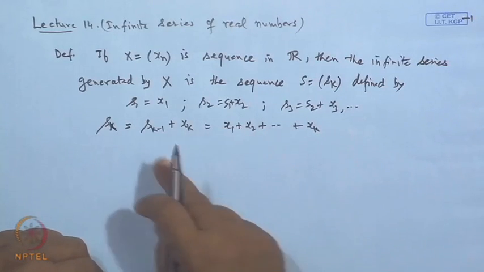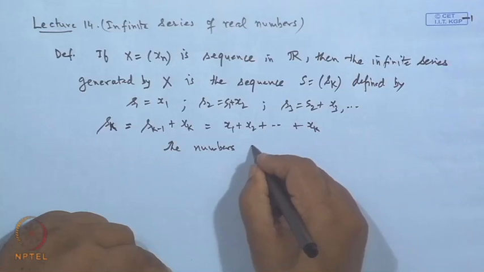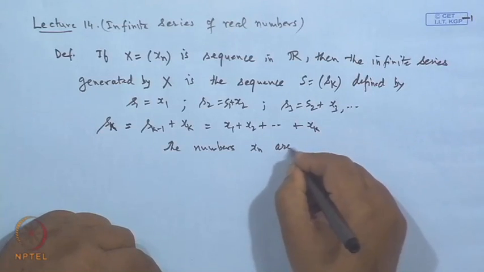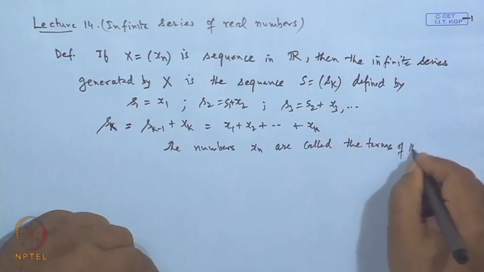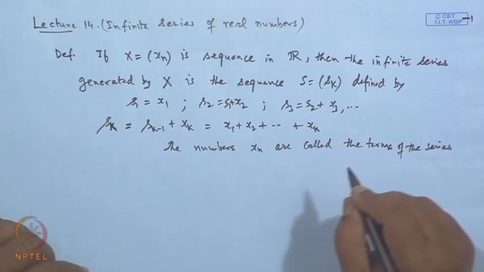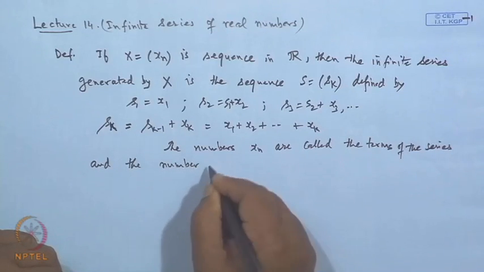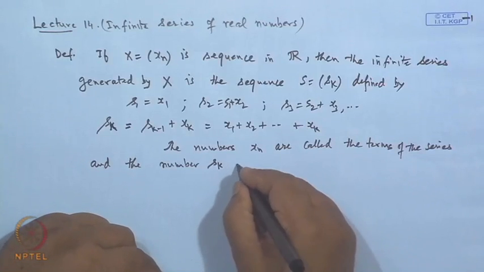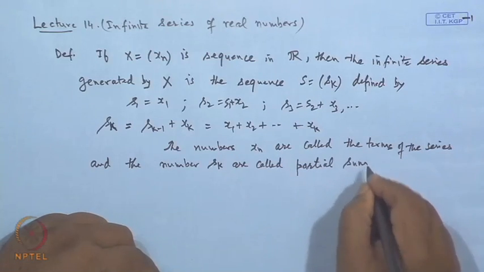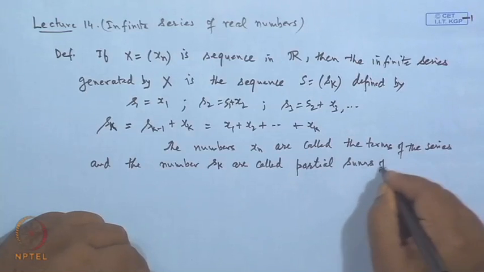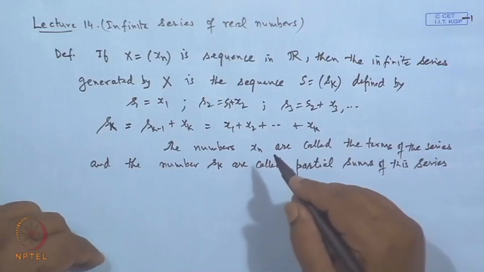The numbers x k or x n are called the terms of the series, and the numbers S k are called partial sums of this series. This S k means the sum of the first k terms of the series and so on.